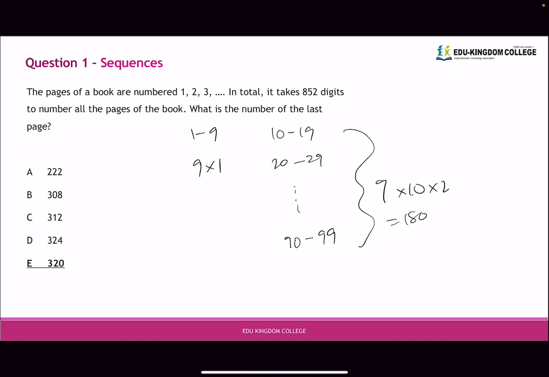So that's 180. Now that we have 1 digit and 2 digits covered, let's figure out how many 3-digit numbers we can make to figure out which number this book finishes on. So 852. Let's do some subtraction to see how many digits we can use up. So 663 digits. If we divide that by 3 to see how many 3-digit numbers we can make, it's going to be 221. So we can make 221 3-digit numbers after 99. The first one's going to be 100, and then 220 more later is going to be 320.